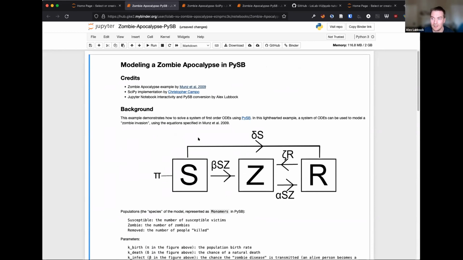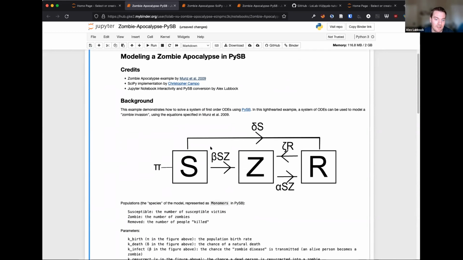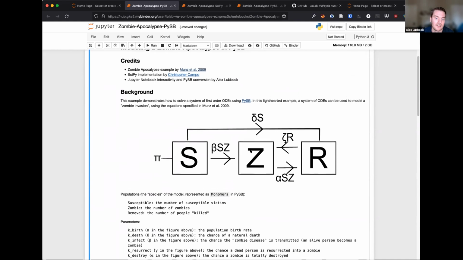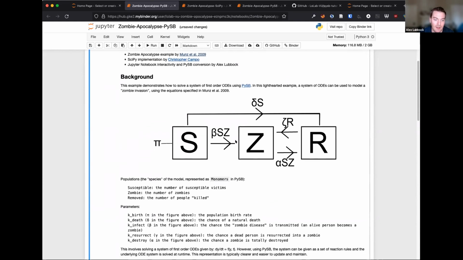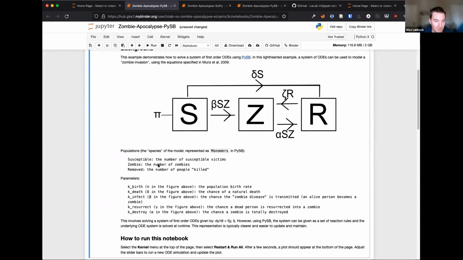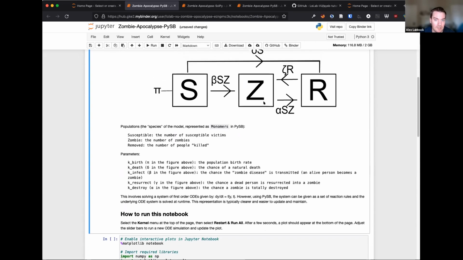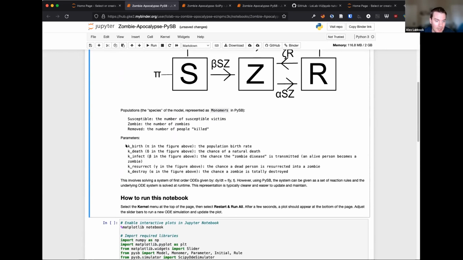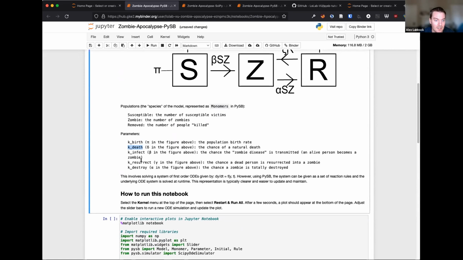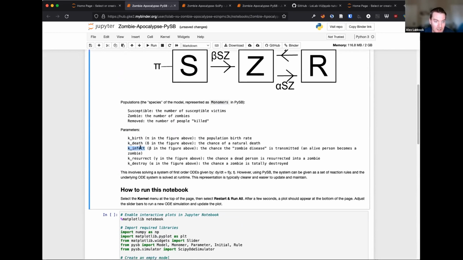I'll just talk about this from a high level and point out the main components of the model and show you how you can implement this and start to play with changing the parameters. So we've gone through the background, what the three groups are: susceptible, zombie, removed, and the different parameters. In the original paper, they use Greek letters for it, but I find it easier to keep track of these parameters by giving them names. So you don't have to remember what beta is, for example. I just remember K infect, which is more of a natural language description, but this shows you what they are in this original paper if you want to refer back to that.